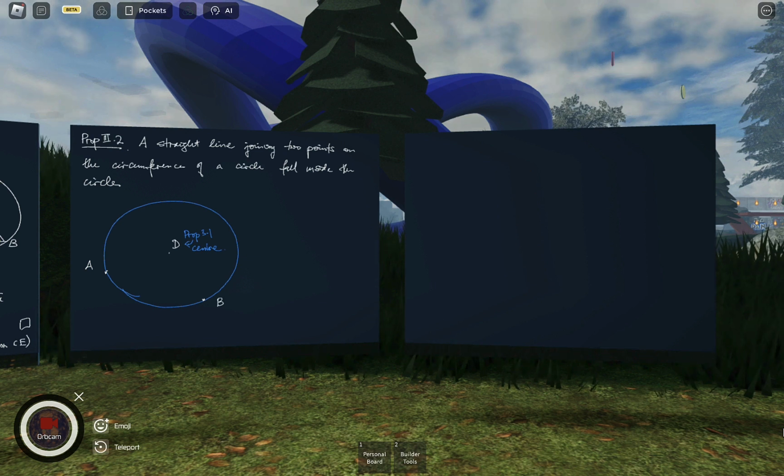So I'm going to join, what happened to the colors? I was trying to find yellow. I guess there you go. I'm going to join D to A and to B, and we're going to assume, for contradiction, that AB does not lie inside the circle.